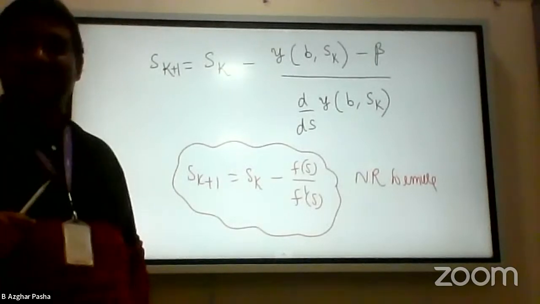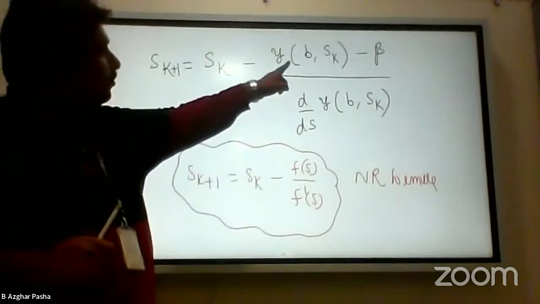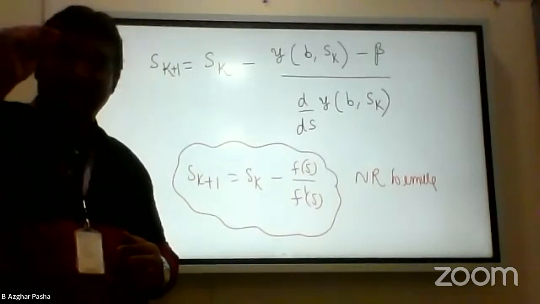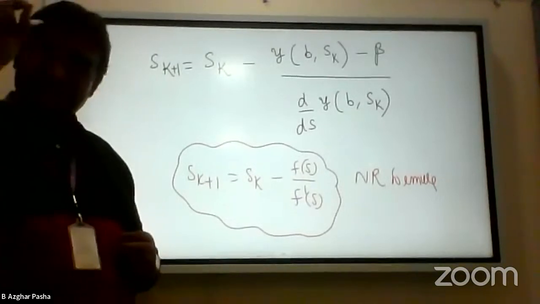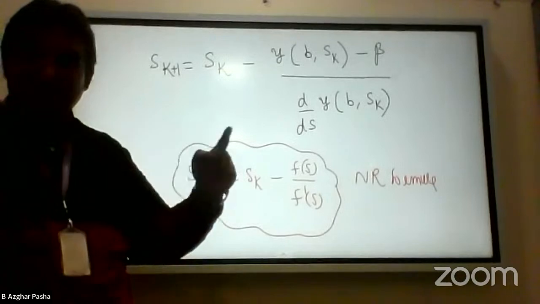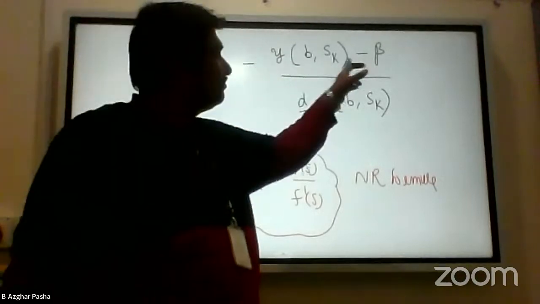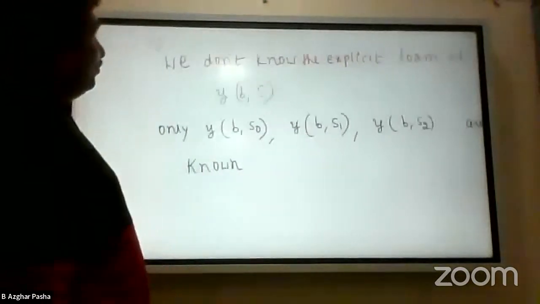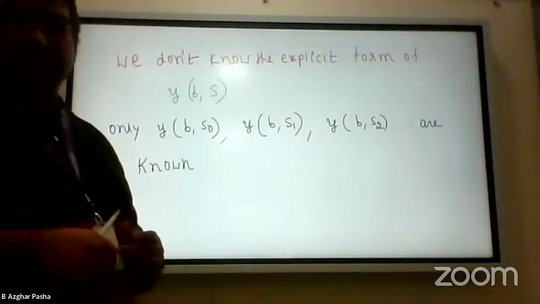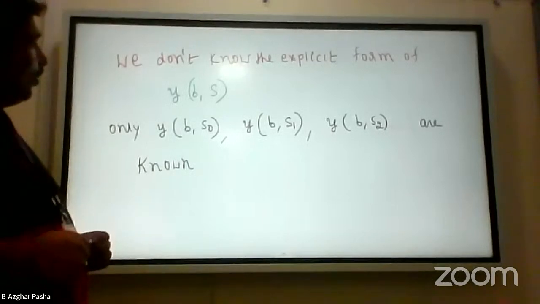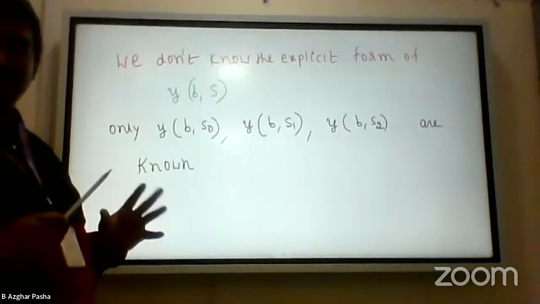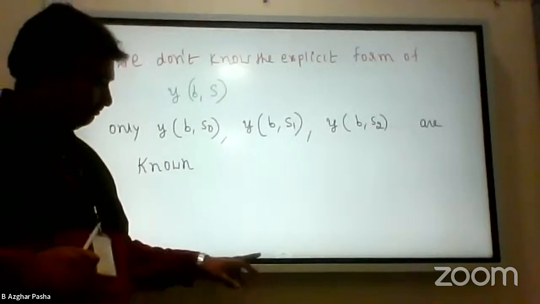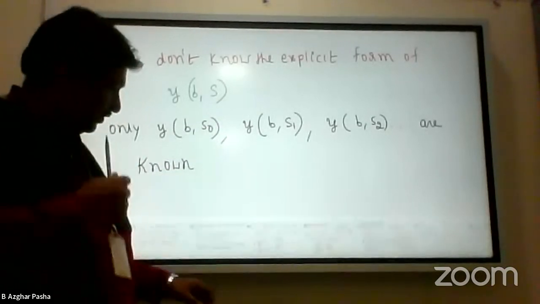The big deal here is you don't know Y of b comma sk explicitly. You know Y of b comma s naught, one point you know. Y of b comma s1 you know. But you don't know the curve. The function is not known to you. We don't know the explicit form of Y of b comma s. We only know the points on that solution curve.